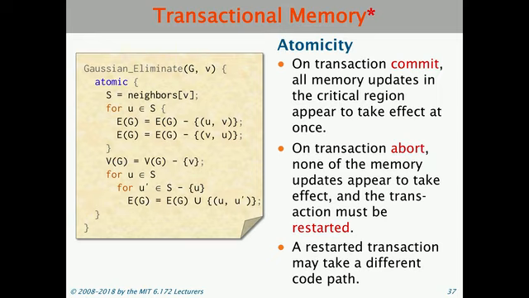The idea is that if I express that as a transaction, then on the transaction commit, all the memory updates in the critical region appear to happen at once. However, in transactional memory, rather than forcing it to go forward, I can have the transactions abort. So if I get a conflict, I'll abort one and restart it. And then the restarted transaction may take a different code path because, after all, I may have restructured the graph underneath, and so it may do something different the second time through. It may also abort again, and so forth.